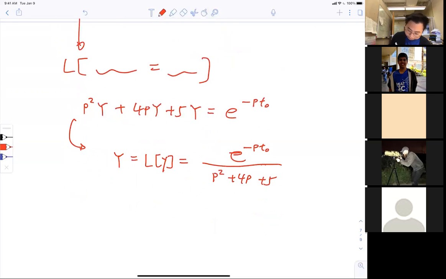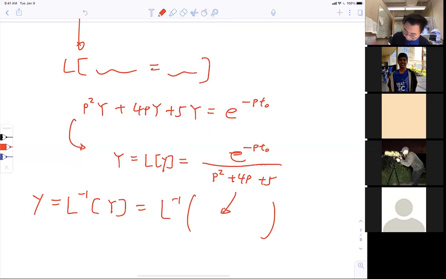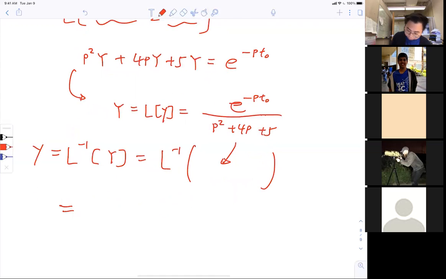And then you need to calculate this. So why not take y as the inverse of the whole thing here? And then we can also apply the convolution theorem.